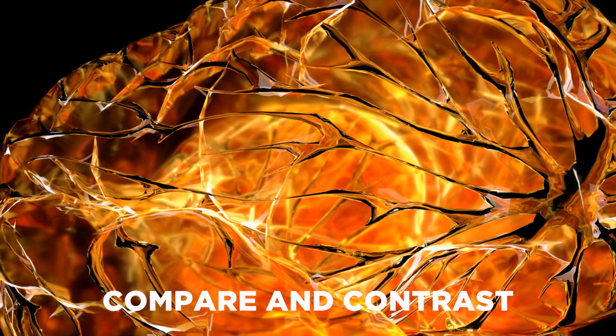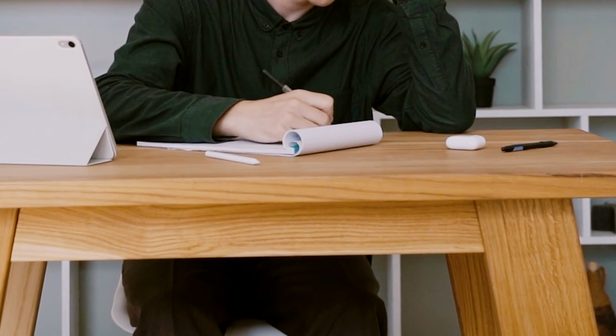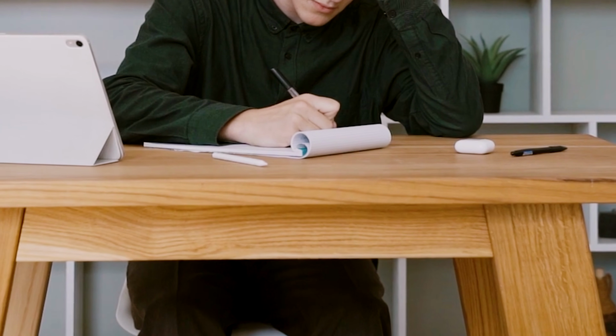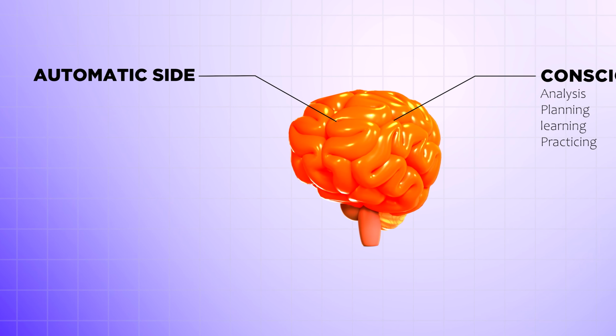Now the thing with the conscious brain is it's very evaluative. It looks at all of these different parts, it compares and contrasts, and it's very slow. It takes a lot of time. So every time you're learning something consciously, it takes a while, but you're in your conscious brain. Now the second part of your brain is the automatic part of the brain. The automatic part of the brain is when you just do things because you've done them many times.